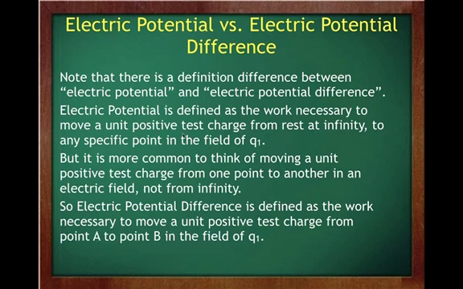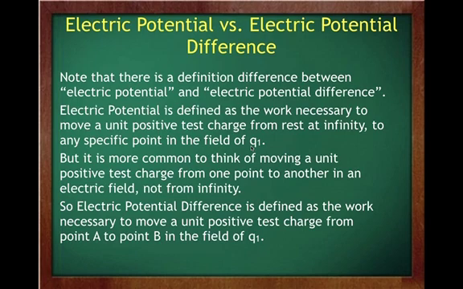There is a definition difference between them, obviously, because they're two different things. Electric potential is defined as the work necessary to move a unit positive test charge from rest at infinity to any specific point in the field of Q1, which is the source charge. So when we talk about general electric potential, it's defined as the work necessary to move a unit positive test charge from rest at infinity, an infinite distance away from that source charge, and being brought to a certain point in the field of Q1.